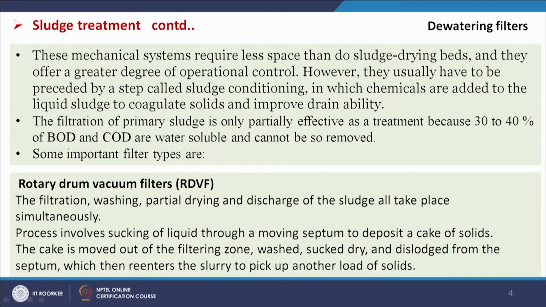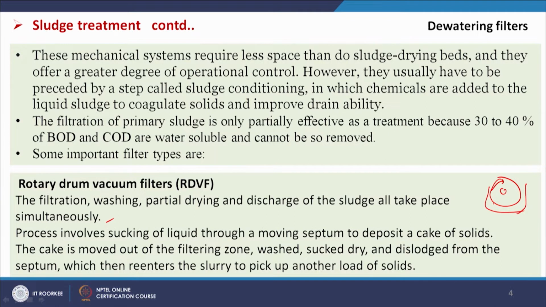So, rotary drum vacuum filters. This is a continuous filtration unit. The filtration, washing, partial drying and discharge of the sludge all take place simultaneously. Already we have discussed this in our previous classes. The process involves sucking of liquid through a moving septum to deposit a cake of solids. The cake is moved out of the filtering zone, washed, sucked dry and dislodged from the septum, which then re-enters the slurry to pick up another load of solids.